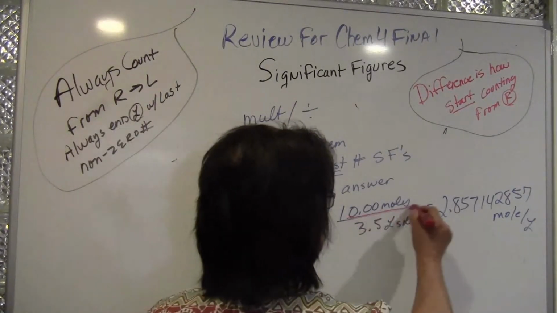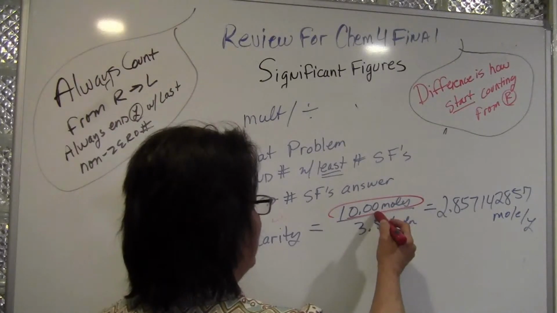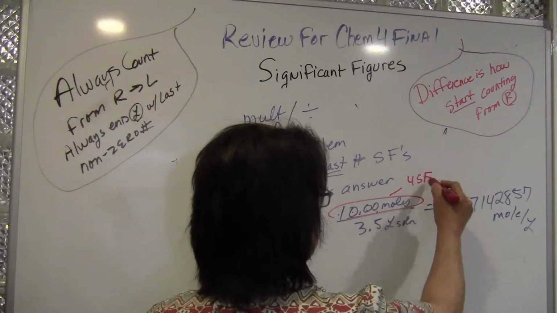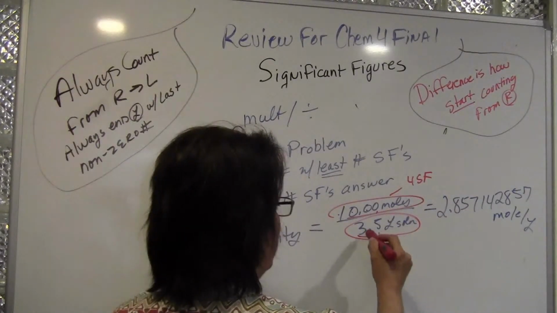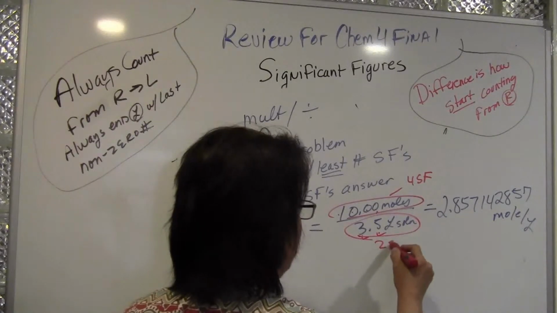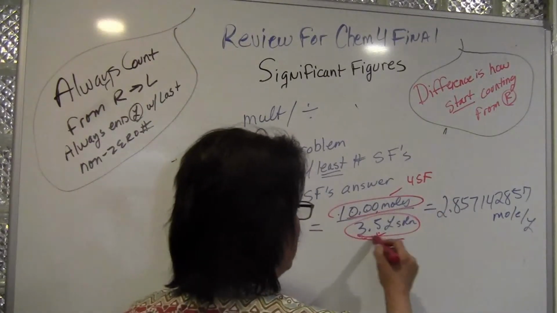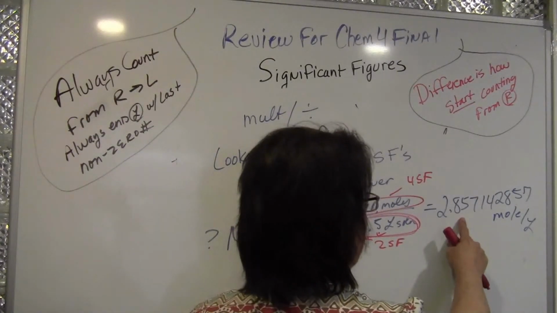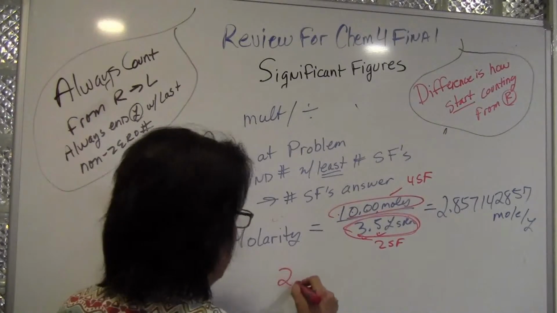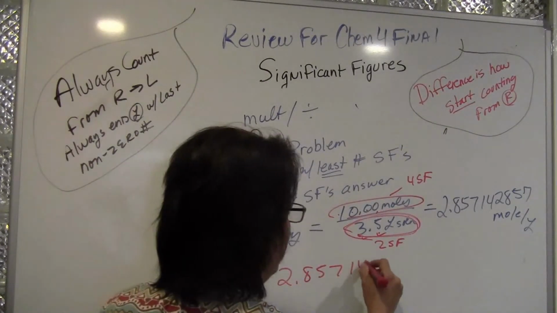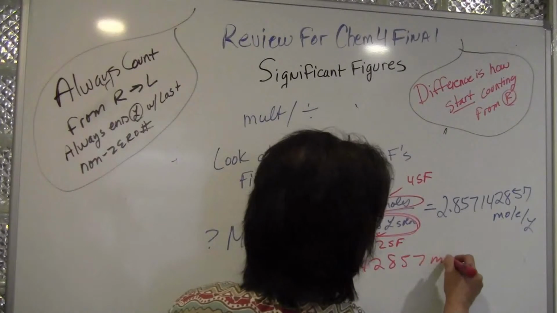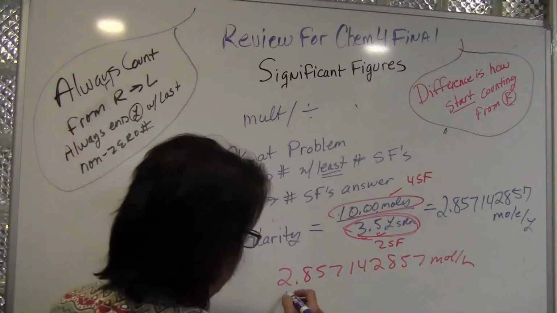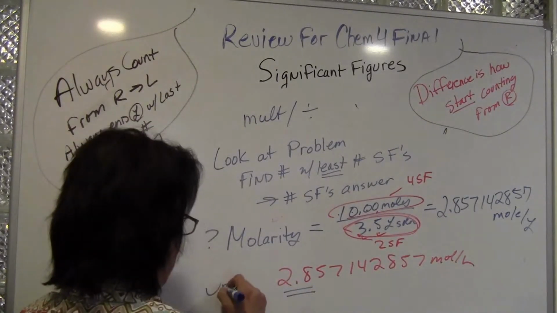They gave us this. Here's our decimal. We're going to start on the right, 0 or not. 1, 2, 3, 4. 4 significant figures. Look at the other number they gave us. 1, 2. 2 significant figures. Which one are we going to use? The least number of significant figures. So we need to get this number down to 2 significant figures. 2.857142857 moles per liter. We need 2 significant figures. Go to the left, underline the 2 significant figures.